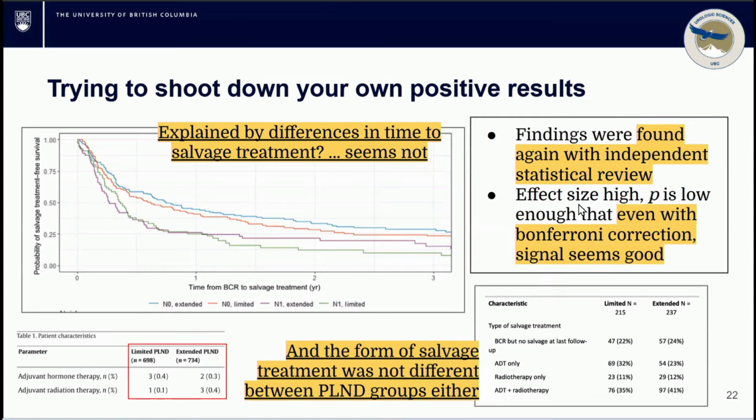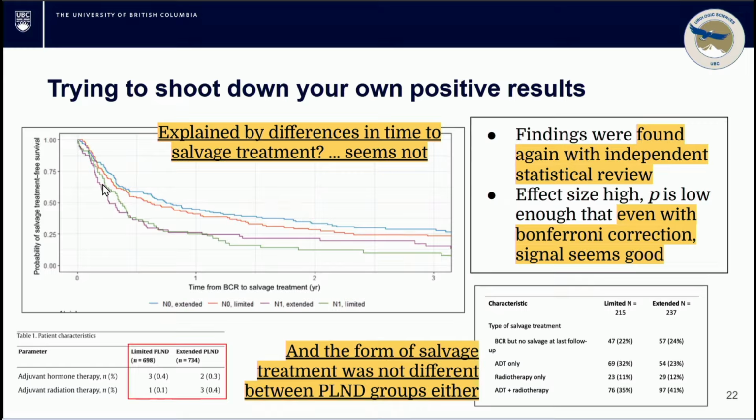I think the MSK group has done a lot to try and shoot down their own results and apply a lot of rigor to what is otherwise a post hoc analysis. So here's a graph of the time to salvage treatment from biochemical recurrence. And looking at the curves, it does look like N1s, purple and green, got earlier salvage treatment from the time of BCR. But it doesn't seem like the post hoc MFS difference is driven by a difference between intervention and control here. Because honestly, I see that these curves are more or less overlapping, especially in the early period.